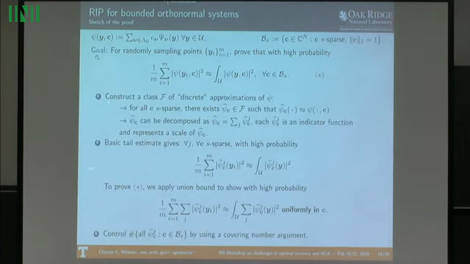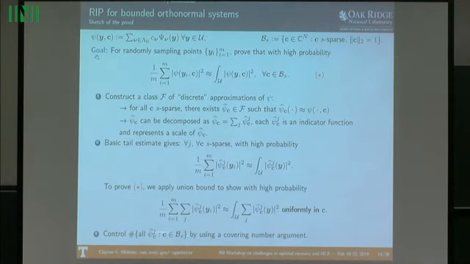And so we do this. I won't go through these details. I'll just show you that we construct a class of discrete approximations to this function. We then use a tail estimate to prove with high probability that this is true. And then, to prove this estimate, we apply a union bound to show with high probability that this is true over this discrete class of approximations to C.